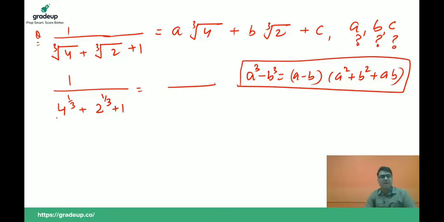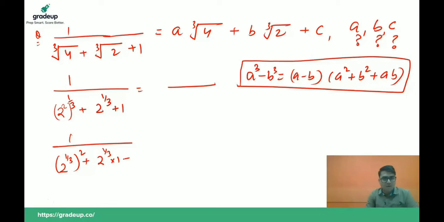Now 2 can be written as 2 square. Now we can interchange the powers: 2 raised to the power 1 by 3 square, 2 raised to the power 1 by 3 into 1, plus 1 square. Now what I need, I have a square plus a into b plus b square. Or you can write this formula like this, this will be better. So this is your a, and this is your b. So we are left with only a minus b.